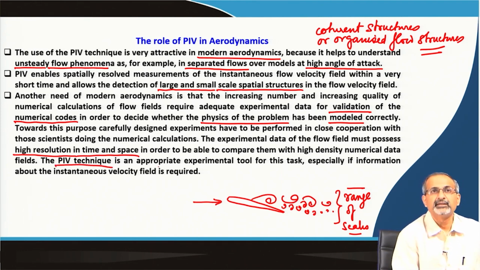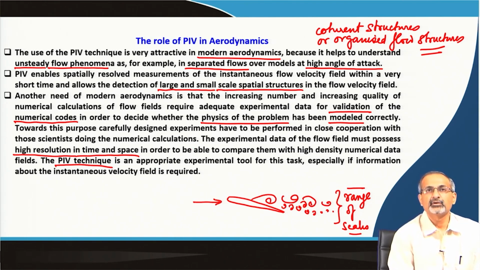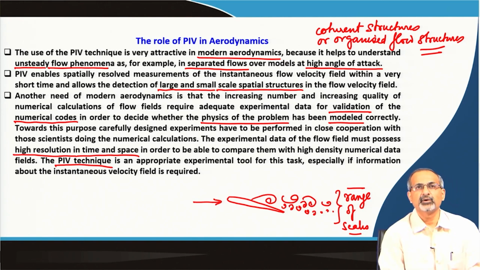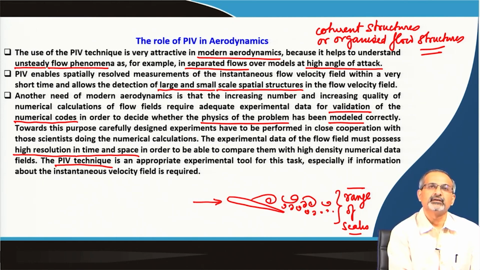PIV techniques happen to be the most appropriate experimental tool for this task, because you are looking at spatial and temporal information. So, this is the best bet that one has for comparing with numerical data. And if information about the instantaneous velocity field is required, then this technique can be used over a period of time, acquiring the time history with all the spatial structures resolved, so that finally when you lay the set of images in the form of a video sequence, they can be appropriately compared with the numerical predictions.